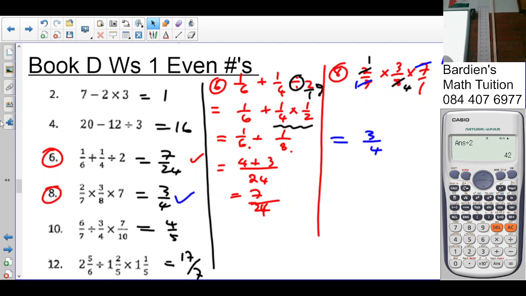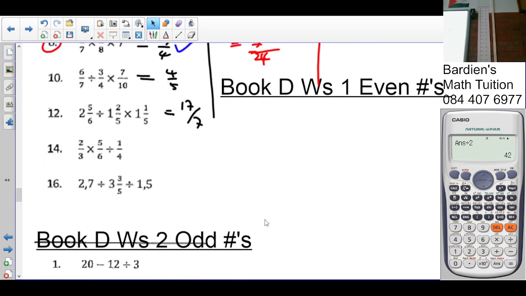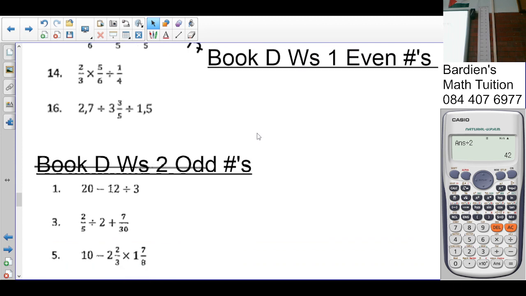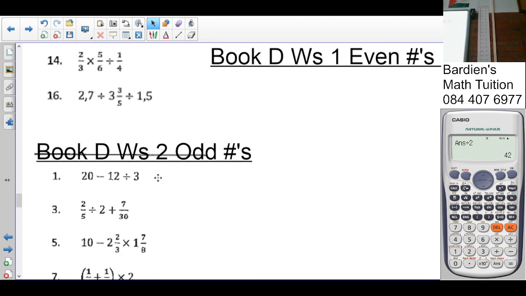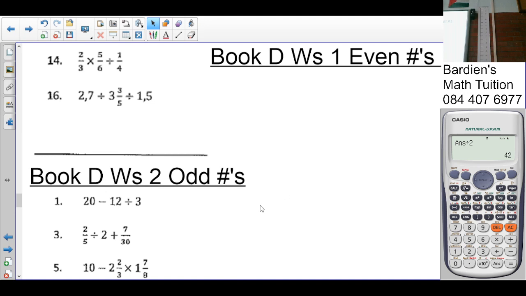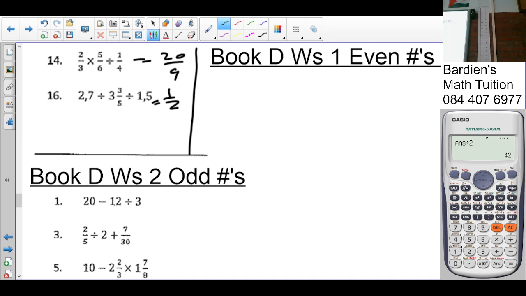Okay. Let's just carry on quickly. So 14's answer? 20 over 9 for number 14. Yes, absolutely correct. Number 16? 1 over 2. Who got 1 over 2? Nice. Okay. Who got number 14 wrong?